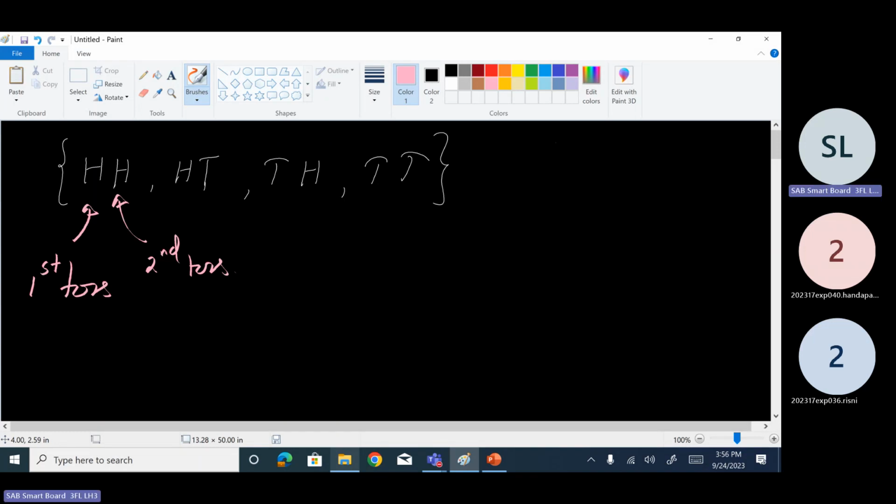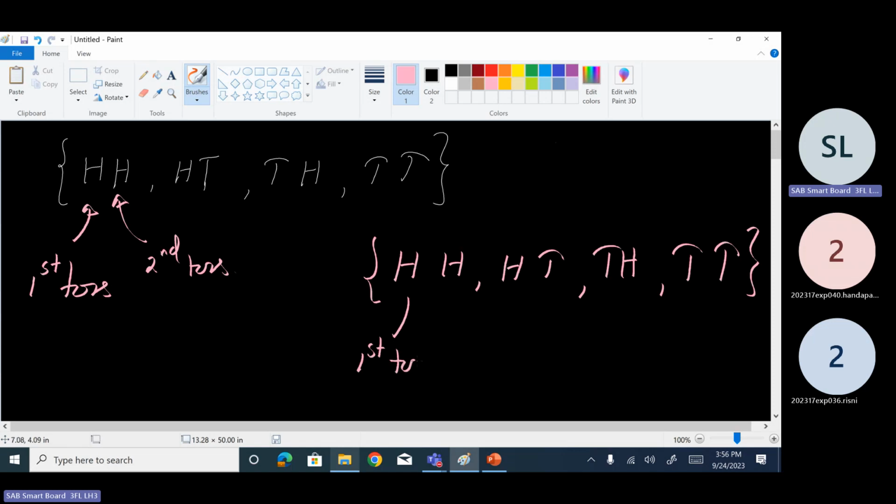Now, if you take tossing a coin twice, right now this is tossing two coins. So tossing a coin twice also will be the same format, right? So one coin you toss twice. So first toss head, second toss head possible. First toss head, second toss tail possible. First toss tail, second toss head possible. Tail, same way. Only thing is the way we define should be different. So here it will be first toss, sorry, first coin, and this will be second coin. Same format, right? Tossing a coin twice. This is tossing two coins. Same outcome, right?